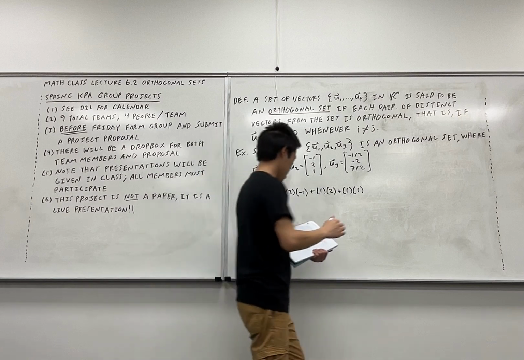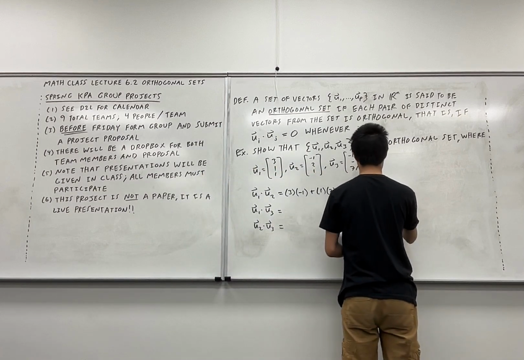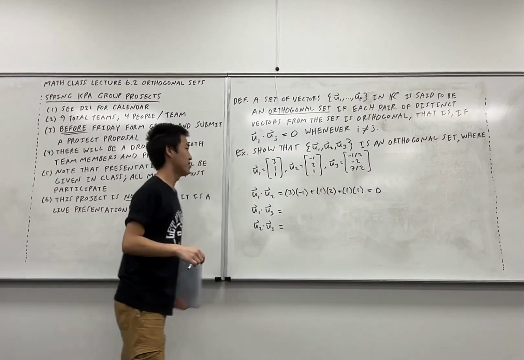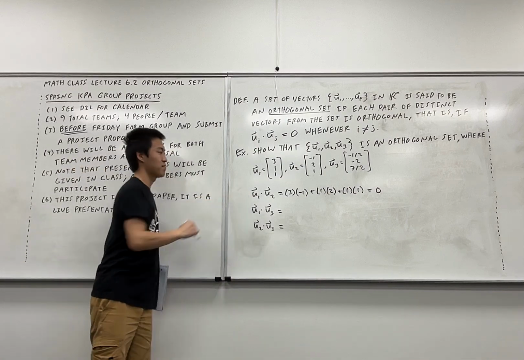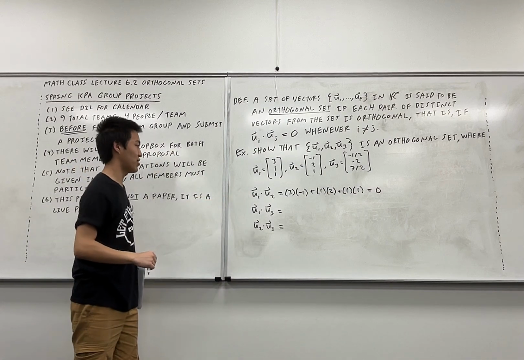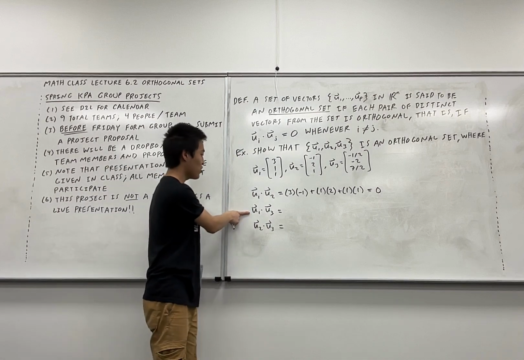Okay, and so then this ends up being 0. Is that what we want it to be equal to? Yes. What does that tell us about these two vectors? They're orthogonal to each other, by definition. Cool. So then, what about U1 dot U3?